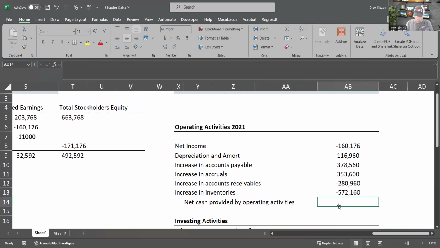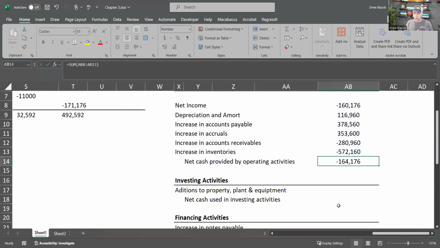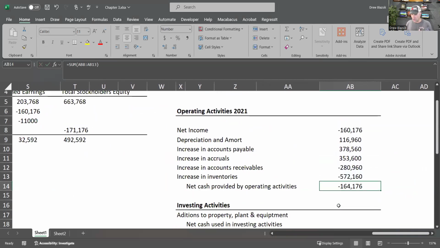Great. Next one down here, I'm going to hit all equals. I'm going to sum all those up, and we're going to see the cash flow from operations. We are down $164,000.